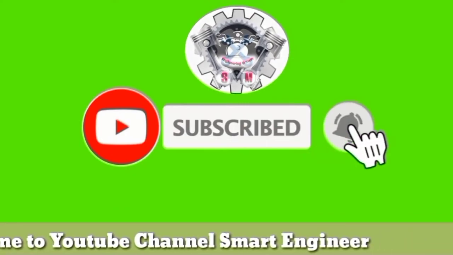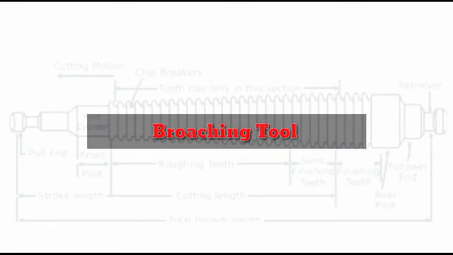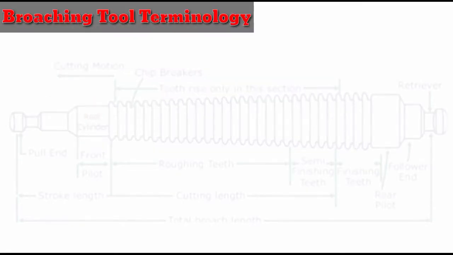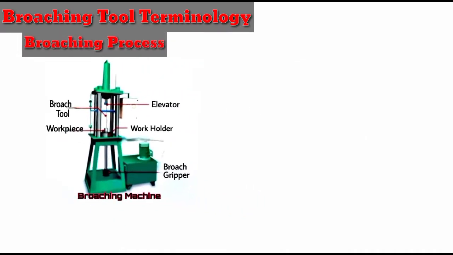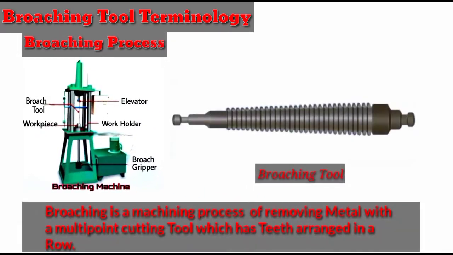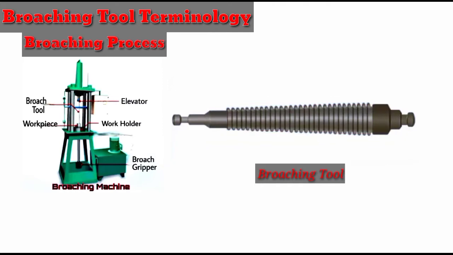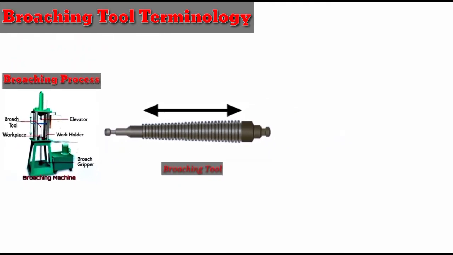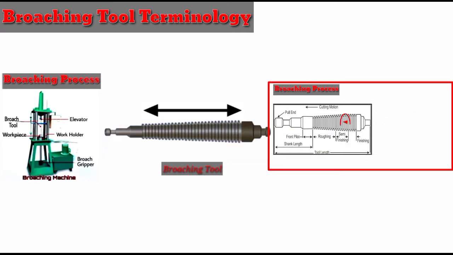Today we will study broaching tool terminology in detail. As we know, broaching is a machining process of removing metal with a multi-point cutting tool which has teeth arranged in a row. Each tooth is successively higher than the previous tooth and removes more material. You can watch my previous video for understanding the broaching process in detail by clicking on the I button.